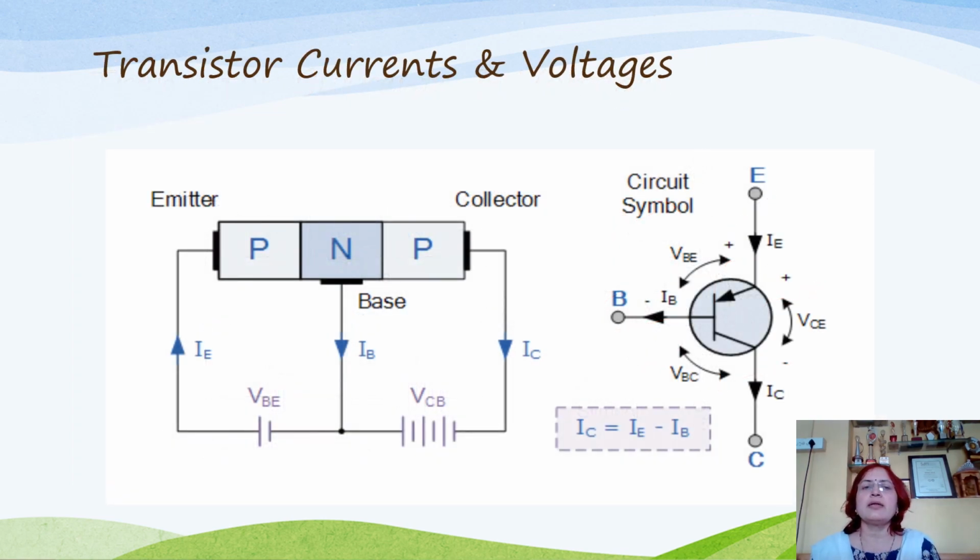In the same manner, the transistor currents and voltages are defined for PNP transistor. You can see the directions of transistor currents for the PNP transistor. Emitter current IE, IB and IC, their directions are opposite as compared to the directions of currents for the NPN transistor.